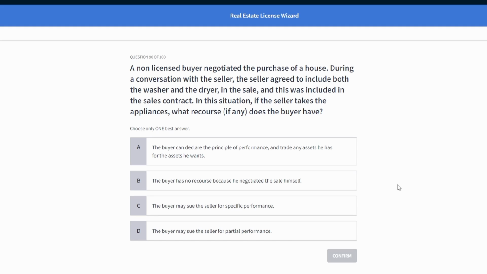A, the buyer can declare the principle of performance and trade any assets he has for the assets he wants. B, the buyer has no recourse because he negotiated the sale himself. C, the buyer may sue the seller for specific performance. Or D, the buyer may sue the seller for partial performance. So take some time, think about this one, and come up with your answer.